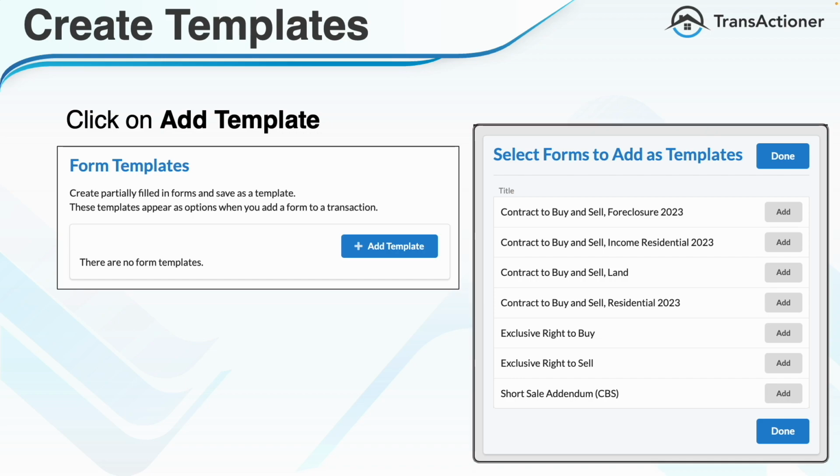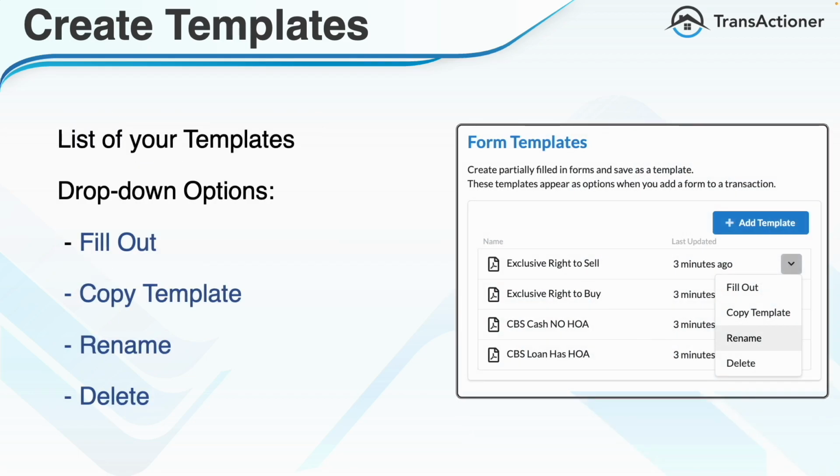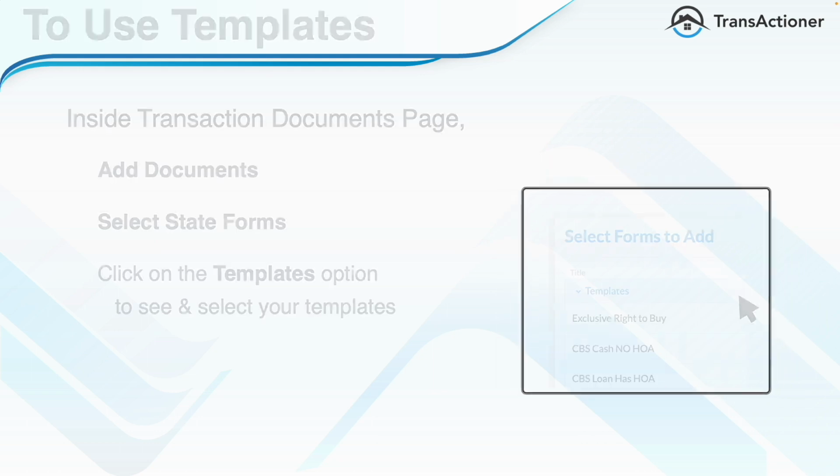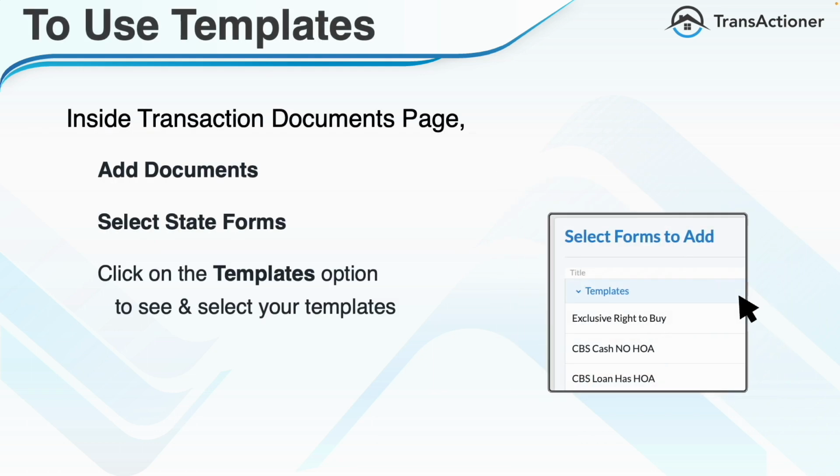We also have from that list the closing instructions and the source of water as options to be templates as well. When you have a list of templates, the drop-down options on each template are fill out, make a copy, rename, and delete. Inside the transaction documents page, you can add documents, select state forms, click on the templates option up at the top, and you will see all your templates available, and you can select the template you wish to add to your transaction.